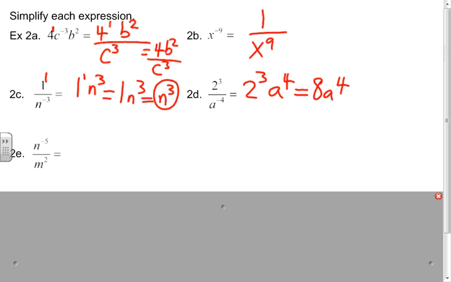Letter E. I have n to the -5th on top, m to the 2nd on the bottom. So n to the -5th, negative exponent, means that it's to switch places. So the n switches to the bottom and becomes positive. The m to the 2nd is positive. Positive exponent means stay where it is. It started on the bottom, it's going to stay on the bottom. There's nothing else for me to put on top because I moved the n out of the way, so all I have left is a 1. 1 over n to the 5th, m to the 2nd.